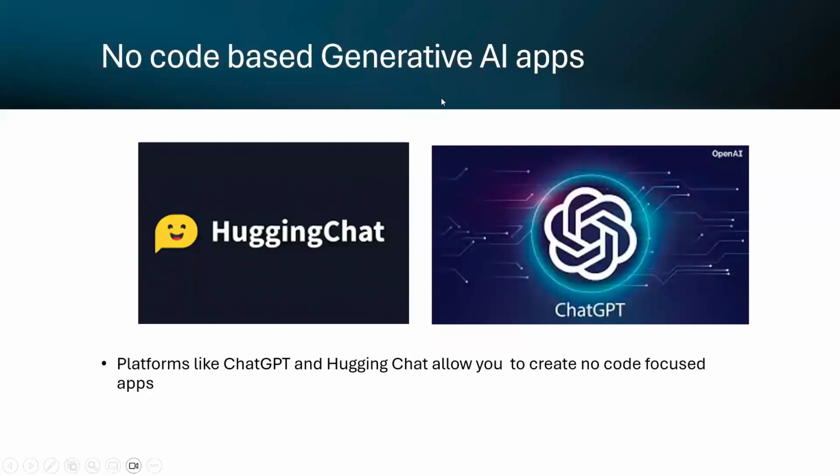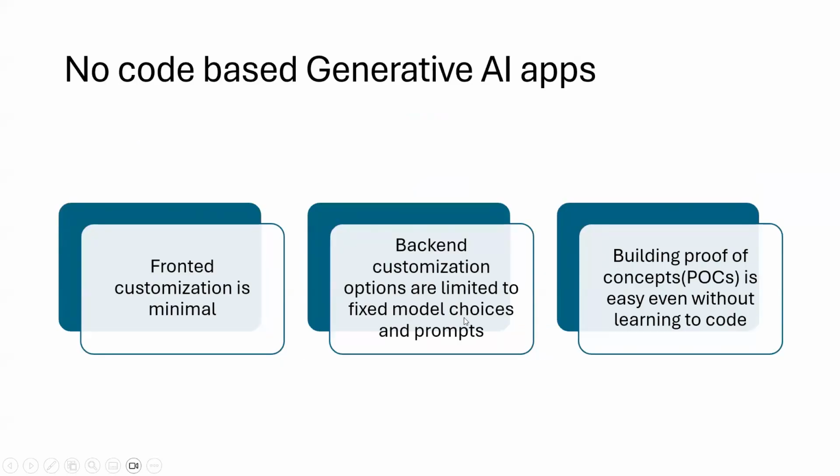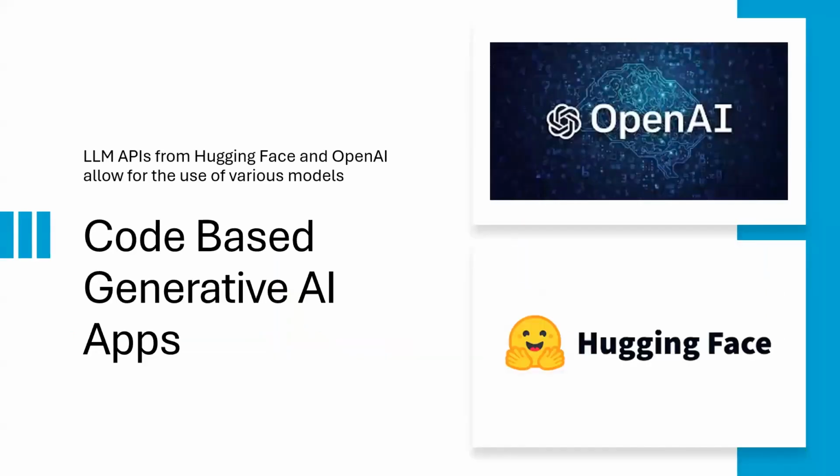So for no code-based apps, as I said, there are only two platforms, even Claude AI also, but with Claude AI we cannot create our own application. Only two platforms can support us with no code-based generative apps: Hugging Face and ChatGPT. These only two platforms will allow us to create no code focused apps, right? Front end customization is minimal, back end customization is optional, right? As a proof of concept we will use this.